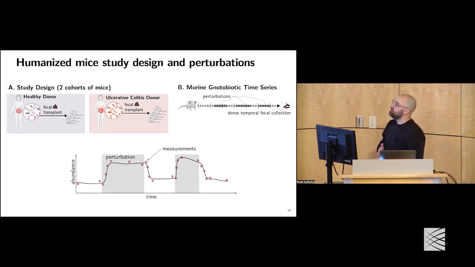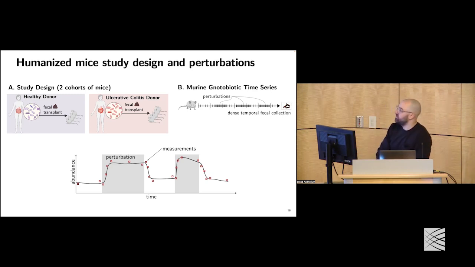So here's the setup for the kind of data we're getting. So we had 2 cohorts. We had a healthy cohort of 4 mice, and the dysbiotic cohort. It was from a UC patient. So we had 4 mice in the healthy and 5 in the UC cohort, and each cohort had sort of 1 donor. So even though we have 4 mice and 5 mice, we had 1 donor in each group.